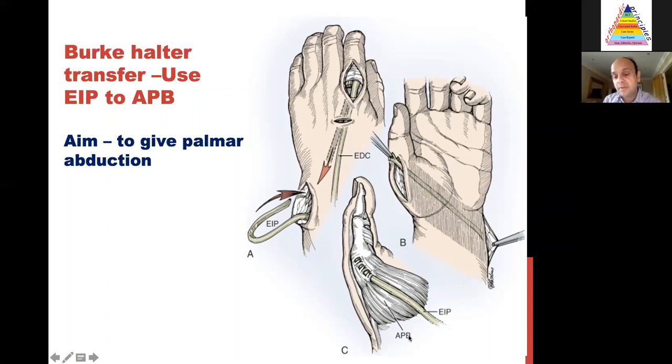Abductor pollicis brevis. So whichever tendon you are using, FDS, palmaris longus, extensor indicis, anything, it needs to attach to abductor pollicis brevis so that it can initiate abduction of the thumb.